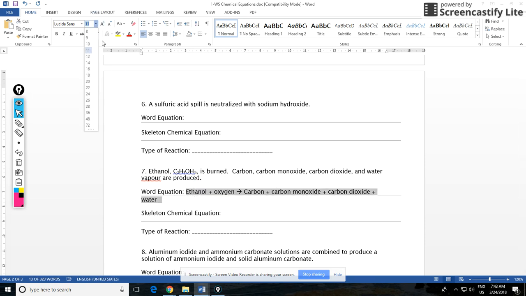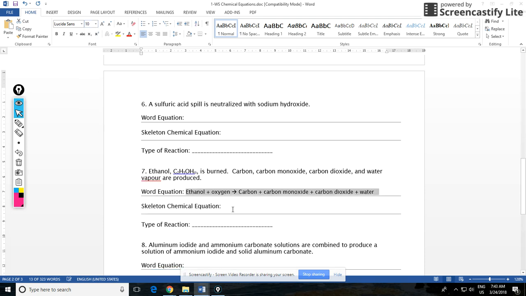So what you can do now is you can go and write the skeleton chemical equation by putting in your formulas and your appropriate states if they're given to you. So this is a combustion reaction, specifically an incomplete combustion. And I know that because there's carbon produced and carbon monoxide.